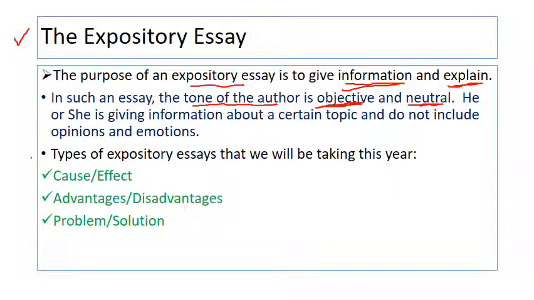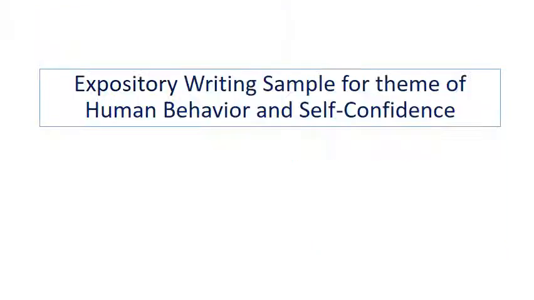Now, the types of expository essay which we will be taking this year, and we took 2 of them: cause effect, advantages, disadvantages, and problem solution. Cause effect, for example, the causes and the effects of air pollution or water pollution. Advantages, the advantages of having a growth mindset. Problem solution, you present a certain problem and you provide its solution. And a problem, for example, like water pollution in Lebanon, and you give practical solutions to it. We're going to take such an essay in the coming weeks.